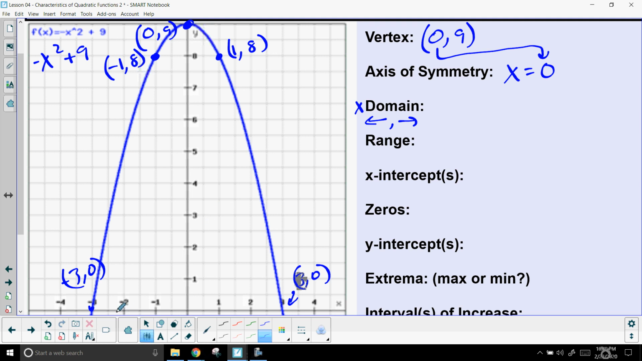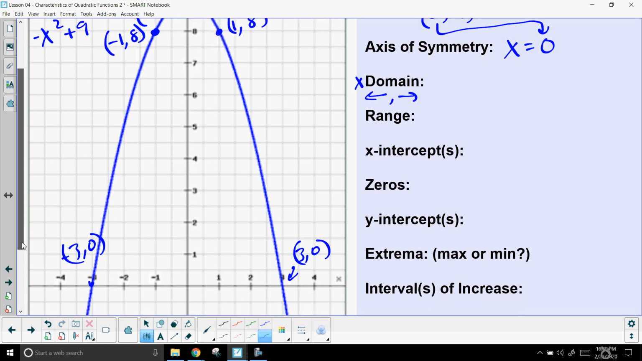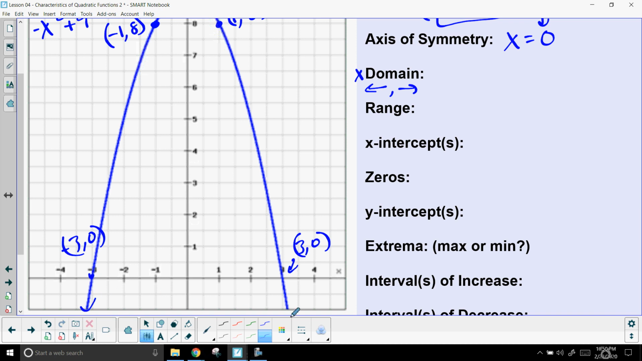So, speaking abstractly, this graph will go on forever. Okay? So there's always going to be an x value when you go left, there'll always be an x value when you go right. So it's going to be negative infinity to infinity, or all real numbers. Or sometimes you'll see it written as this.